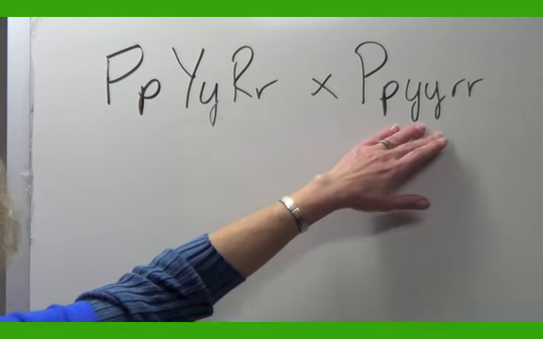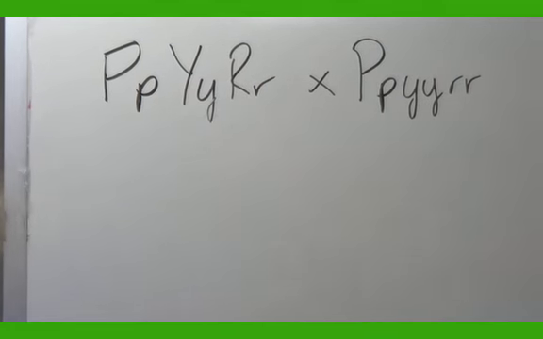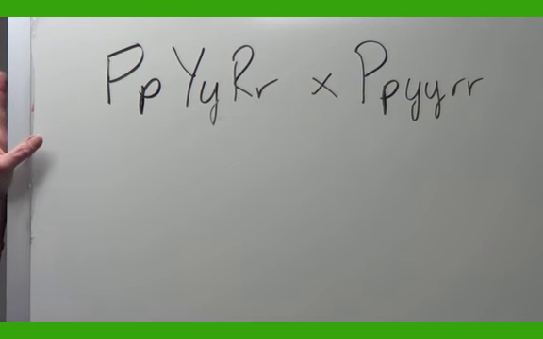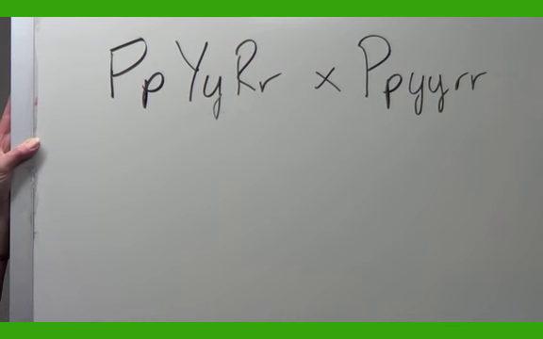Ooh, what's the antithesis of yellow? Don't know. Not yellow and wrinkled. So let's see what happens. Do we really want to do a Punnett square for this one? I don't think so. That's about 64 boxes. I get tired just thinking about it. Let's just look at probability.